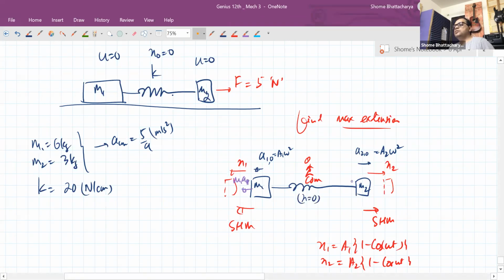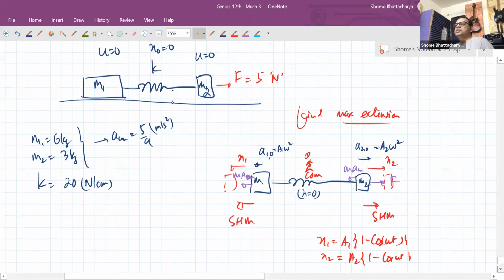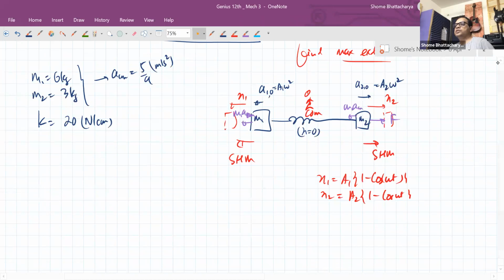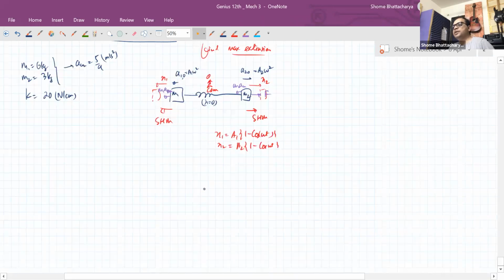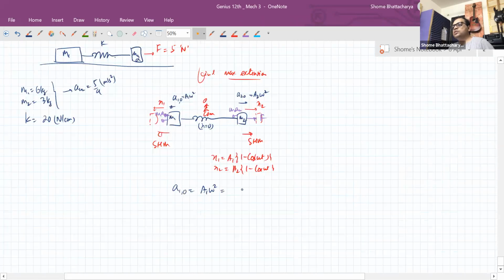And this one will be experiencing a combination of pseudo force and the external force. So directly from this FBD only, without doing any other calculation, you can see that A1's initial value, that is capital A1 omega square, is going to be nothing but the pseudo force divided by mass. So capital A1 omega square is nothing but ACM, which is F upon M1 plus M2.